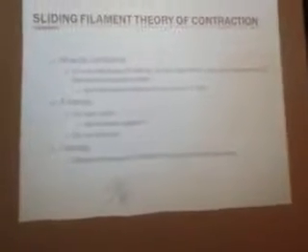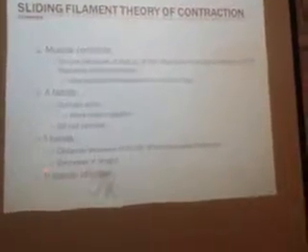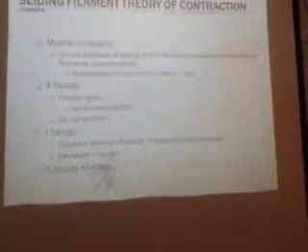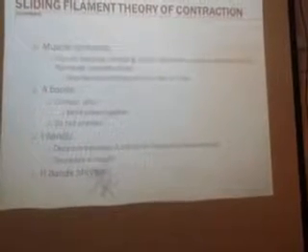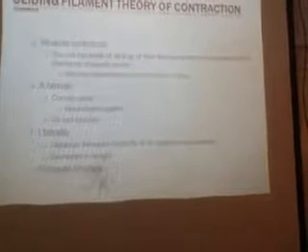And the I band, what happened? The I band decreases in length because of sliding, so the distance between the A band and two successive I bands decreases, and there is also shortening of the H band. So these are the changes that occur: shortening of Z disc to Z disc, A bands do not shorten, I band decreases in length, and H band shortens.